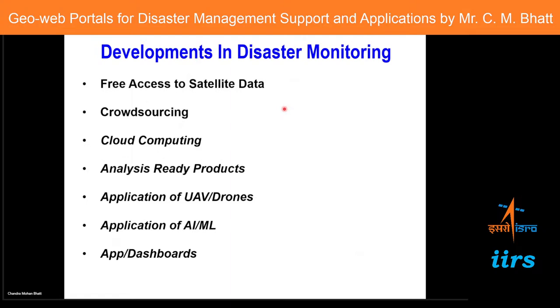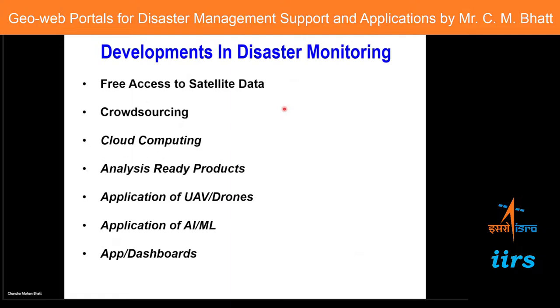Analysis ready products are also now becoming more important, because the user should get more ready-made products than analyzing the products or the data himself. Application of unmanned aerial vehicles and drones is becoming more important. Application of artificial intelligence and machine learning is gaining importance for any kind of disasters.